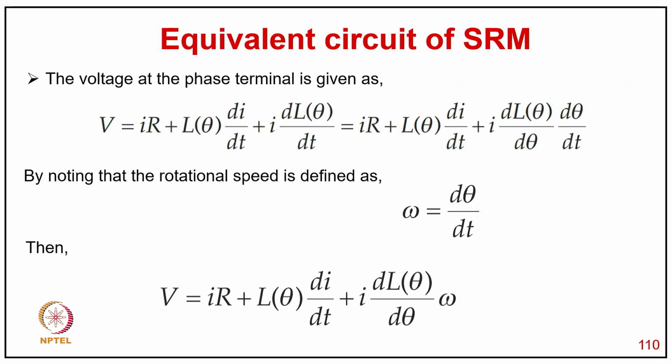So the voltage at the phase terminal is given as V equal to iR plus L(theta) di upon dt plus i dL upon d theta into d theta upon dt, that is equal to iR plus L di upon dt plus i dL upon d theta into d theta upon dt, where omega is d theta upon dt. Then V equal to iR plus L(theta) di upon dt plus i dL upon d theta into omega.